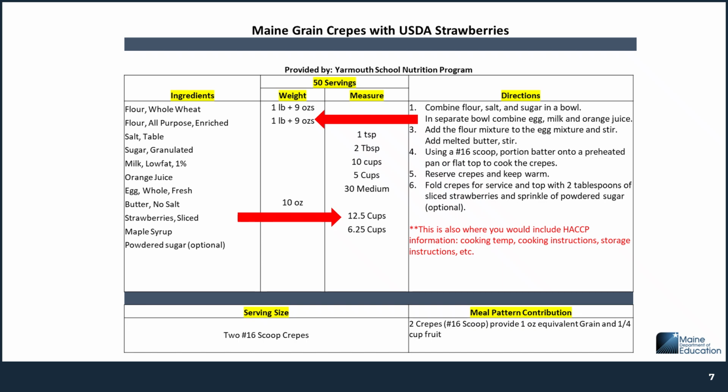You have your serving size, 2 number 16 scoops, that would be your blue-handled portion-controlled disher, and then the meal pattern contribution. It states right on there, 2 crepes made with that number 16 scoop provide a 1 ounce equivalent grain and a 1/4 cup fruit.